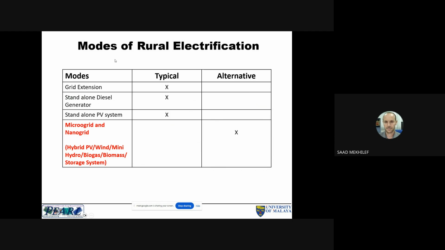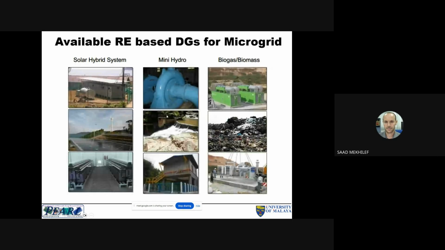So these are some of the modes of rural electrification. Most of the time, grid extension is one of the options, along with standalone diesel generators or standalone PV systems. Alternatively, you can have a microgrid, which is a combination of PV, wind, mini hydro, biogas, biomass or storage. So these are the options for rural electrification.